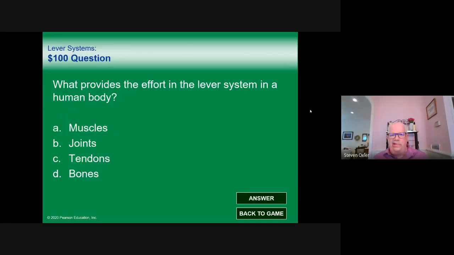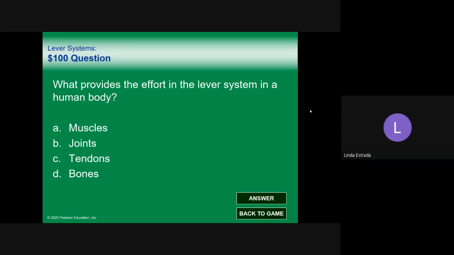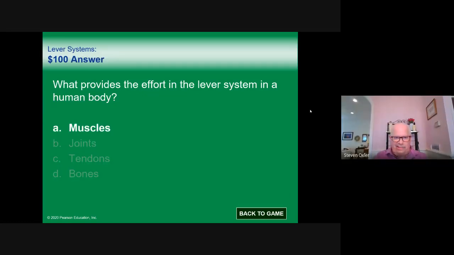What provides the effort in the lever system in a human body? It's a great question. B is the joint. It's not providing the effort. What's the effort? What lifts the load? That's what they're asking you. The muscles. Yes, the muscle that lifts the load. Okay, that's the effort.